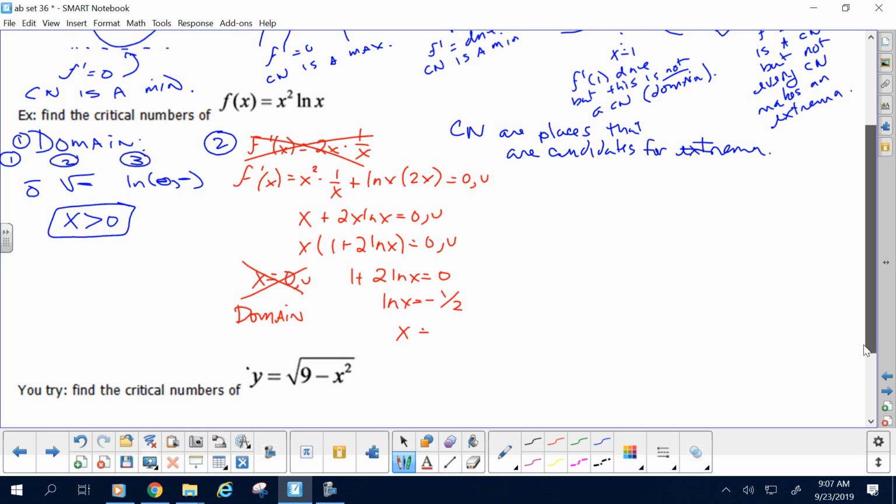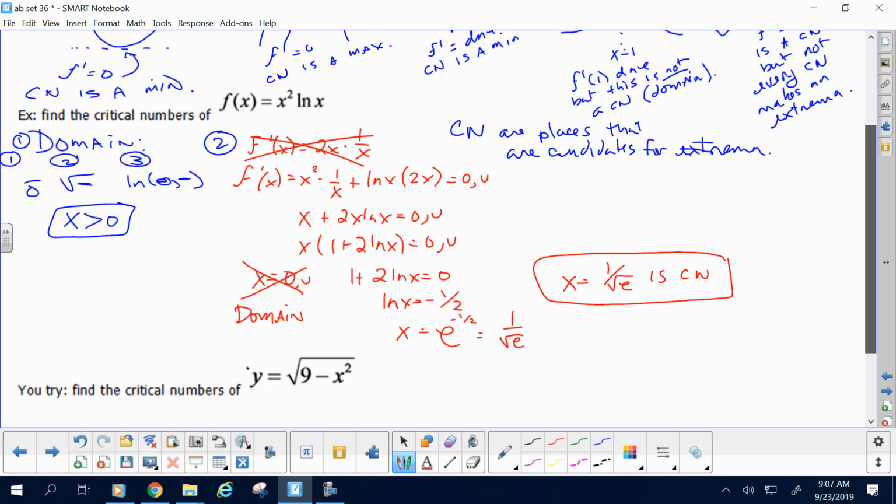No. Can a log equal a negative? Yes, it can. And so what is x here? X is e to the negative 1/2, or if you like, 1 over root e. Is that in the domain? Is that a positive number? It is, okay. So you would say x is 1 over root e is the critical number.